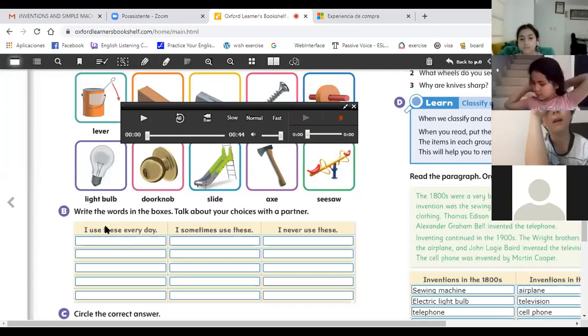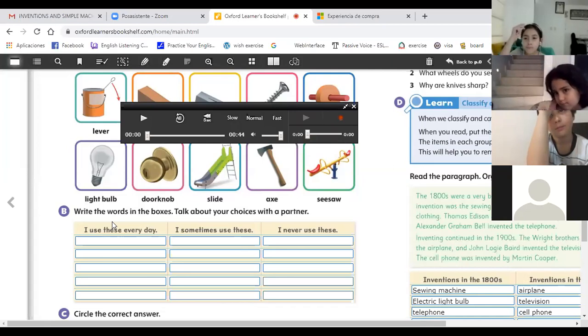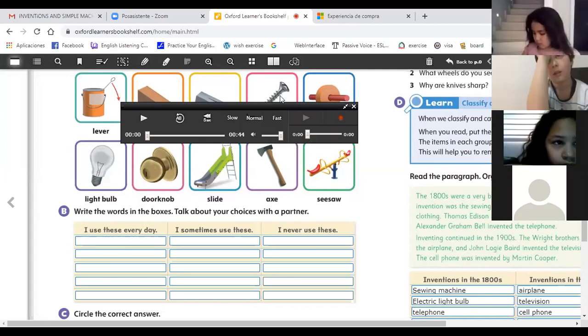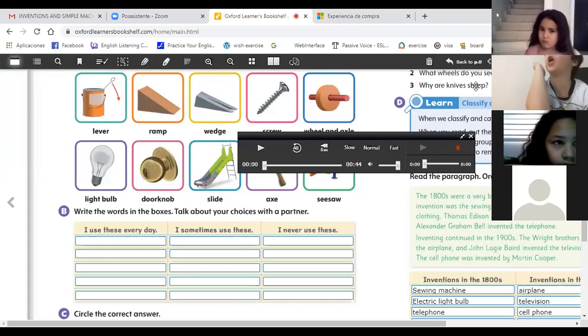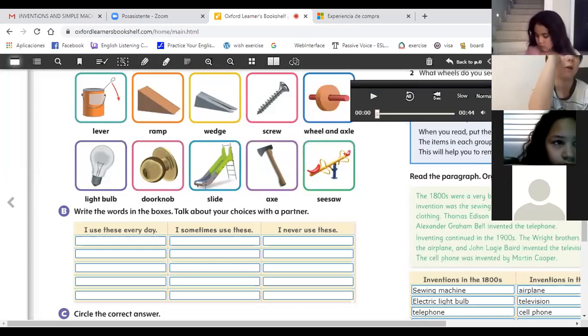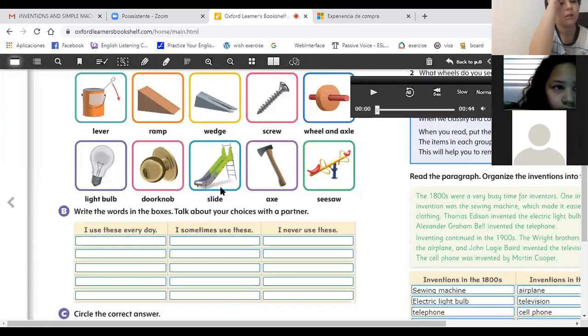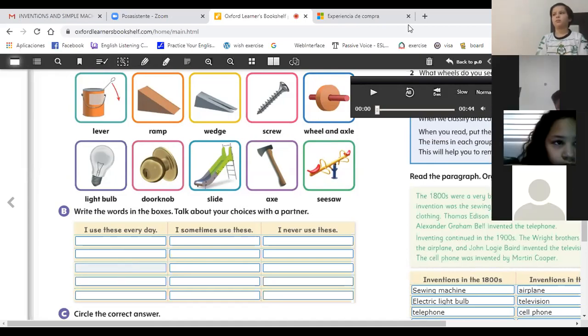The first group is about the objects that we use every day. Look at the pictures, guys, and tell me, which of these objects do we use every day? For example, every time we open or close a door, all the time we are using this object. Which one? We are going to write in the first column the objects that we use every single day, all the time. Write in the chat if you got the answer.